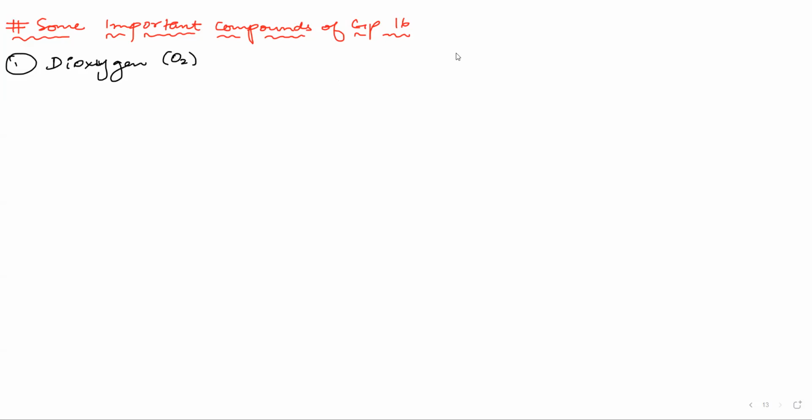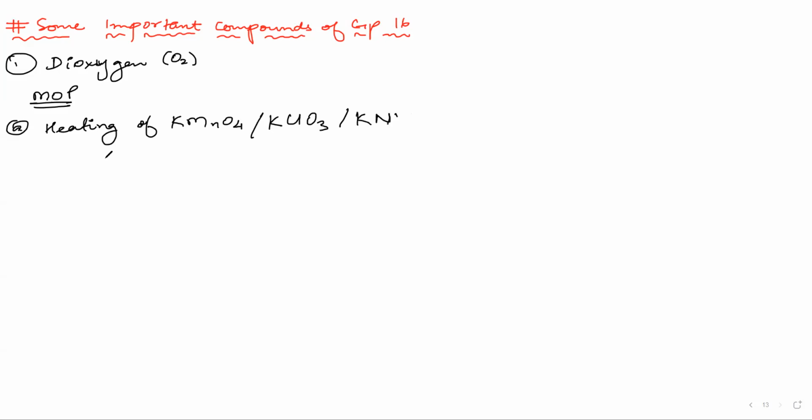Now first we learn about its method of preparation. What is MOP? Method of preparation. The first preparation method is heating of KMnO4 or KClO3 or KNO3. For this examination, you just have to identify these. Don't worry that there are so many reactions. Please read this daily. You don't have to learn it, you just have to recognize it in the examination.